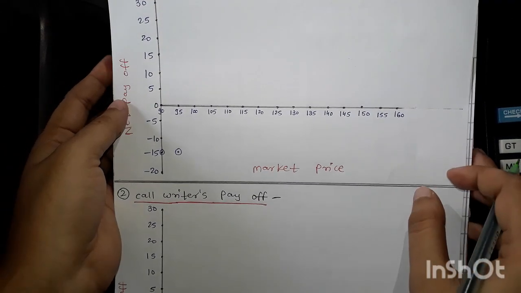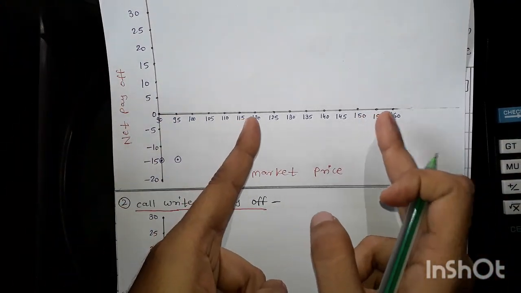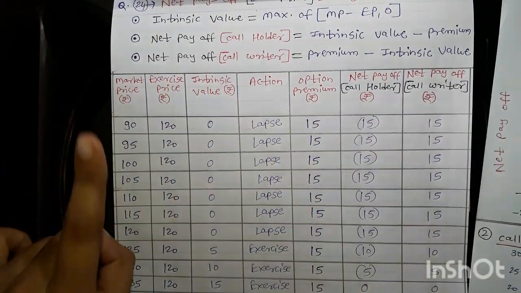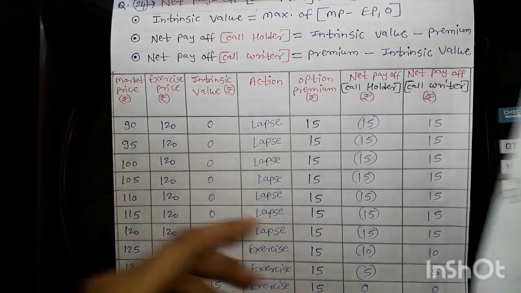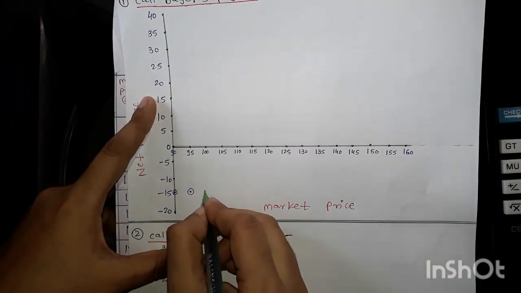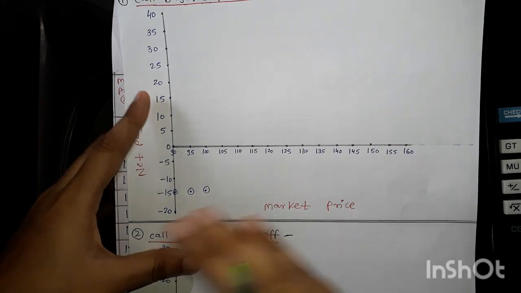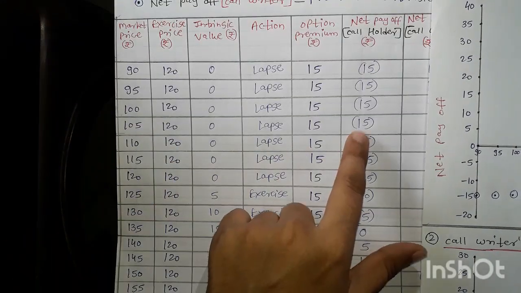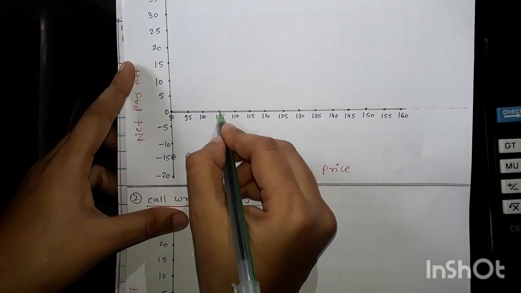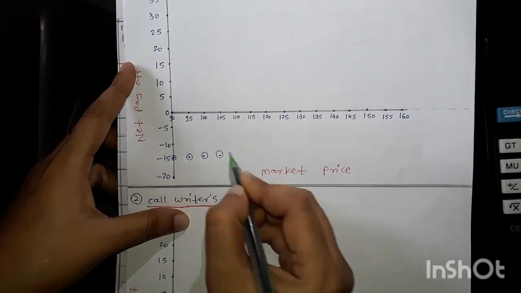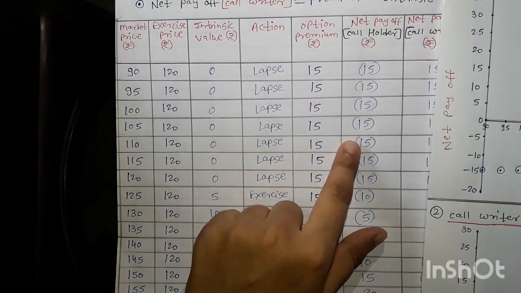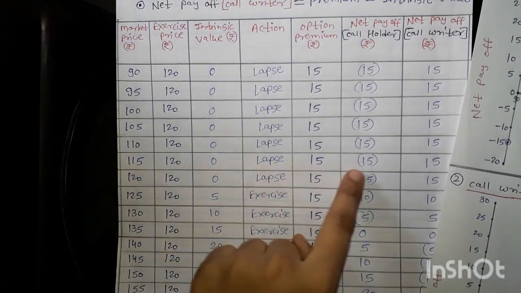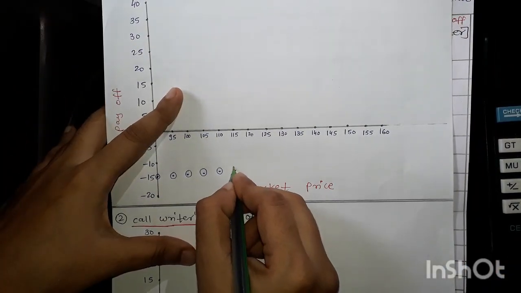I think graph paper will not be provided in the exam. You have to do everything on a normal sheet. After that, net payoff minus 15 and my market price is 100. So the market price is 100, net payoff is minus 15. It means it is constant for some time. After that, again price is 105 and net payoff is minus 15. Then 110, minus 15, and 115, minus 15.